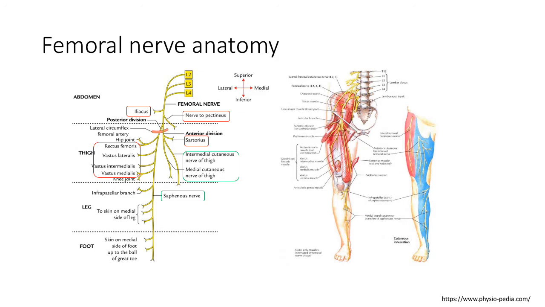The terminal cutaneous branch of the femoral nerve is the saphenous nerve, which travels through the adductor canal with the femoral artery and vein. The motor innervations, which is shown here in red, include the nerves to the iliacus and the pectineus, and the nerve to the sartorius, which comes off of the anterior division, and the nerves to the quadriceps muscles, which come off the posterior division. The sensory innervation, shown in green, includes innervation to the anterior and medial thigh off the anterior division, and innervation to the saphenous nerve from the posterior division.